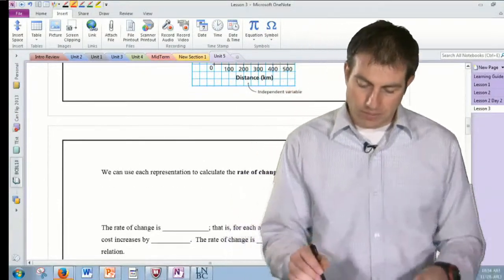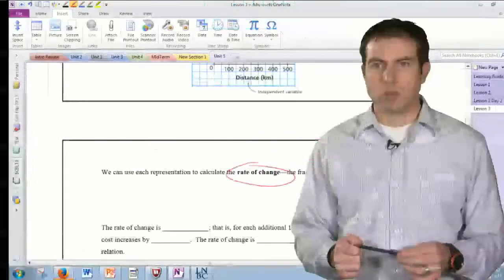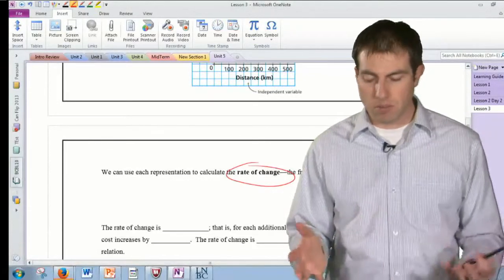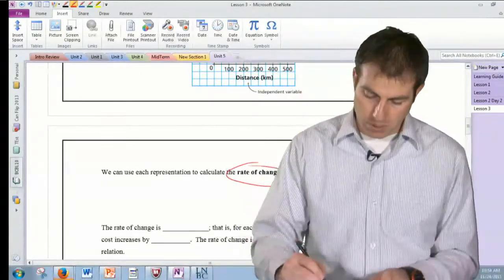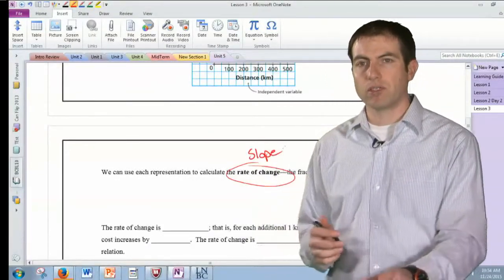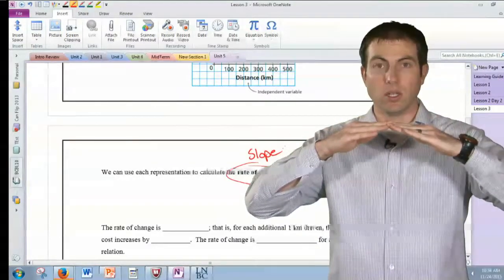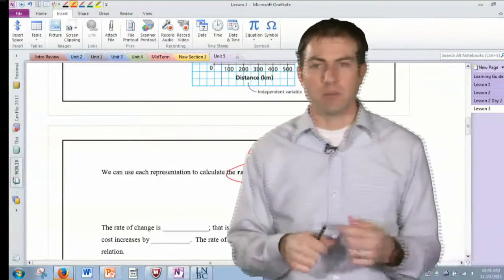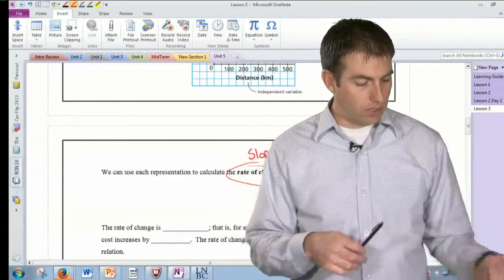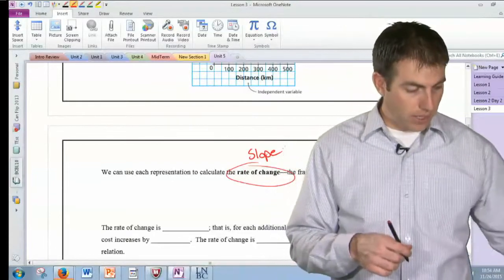So this rate of change is probably a new word for us. You might have spent time talking about slope, maybe in grade 9, and slope and rate of change are the same thing. And we're going to actually spend a lot of time talking about slope. Maybe you've heard the word slope when you're referring to something like a roof of a house. You talk about a really steep slope or a really shallow or low slope. So that's something that maybe comes up. But we need to define it a little bit further.